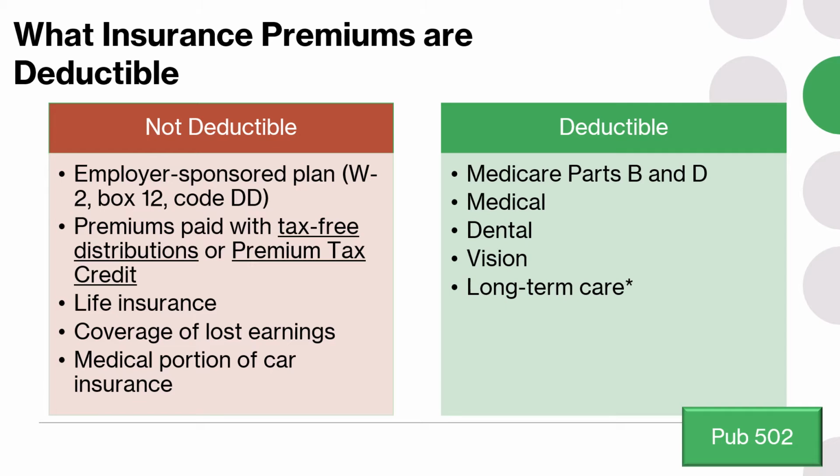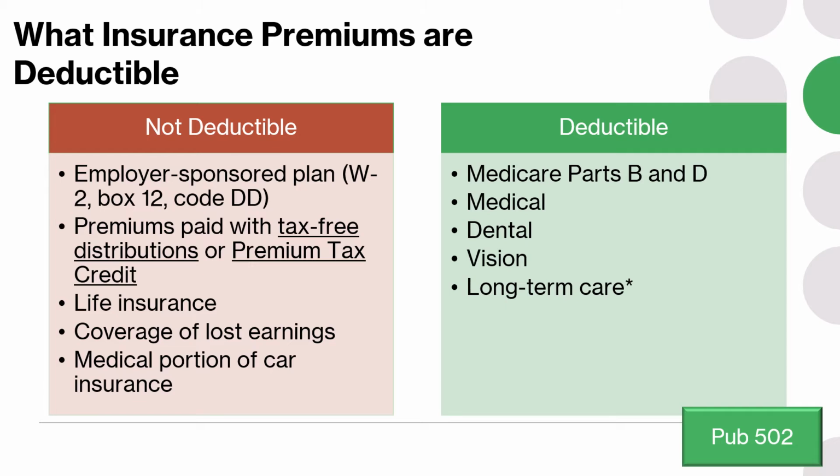Also, premiums that were paid with tax-free distributions or were covered under premium tax credit. These taxpayers were getting a special credit, which we'll be talking about next week. They've already had a tax benefit, and so they can't double up on that by deducting the same expenses on Schedule A. Life insurance is not permitted to be deducted as this health insurance.